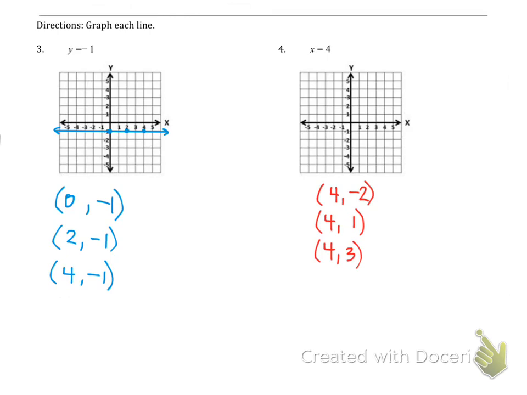Now I'm going to graph those points. 4, negative 2 is right here. 4, 1 is right here. And 4, 3 is right here. So if I draw a line connecting those 3 points, that will be the graph of the line x equals 4. And as you can tell, that's going to be a vertical line. And that is it.